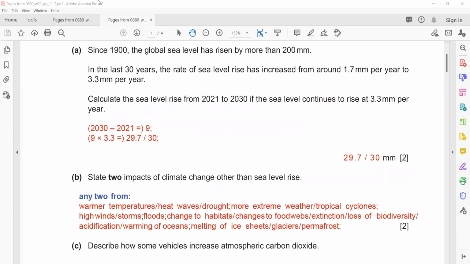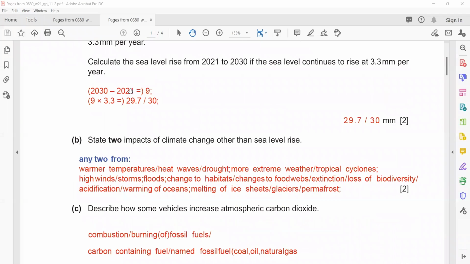Okay. Now the second one: state two impacts of climate change other than the sea level. Yes, we discussed in the previous part that sea level is increasing. What are the other two? You can say warmer temperature, heat waves, droughts, more extreme weather, tropical cyclones, high wind, storms, floods, change of habitats, a lot of things. If there is climate change, you can face all these things.